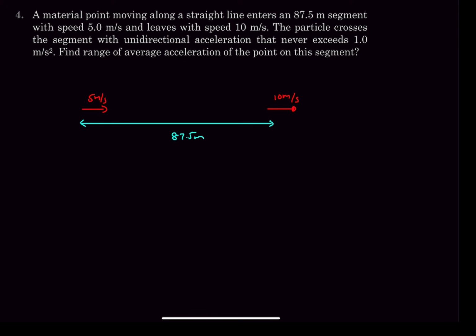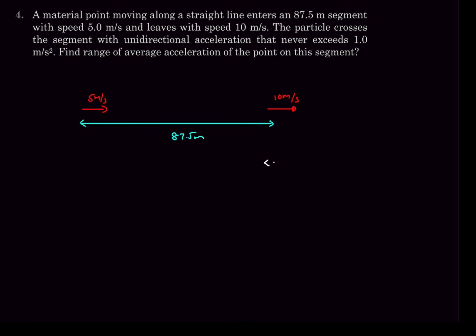Now it's given that the particle crosses the segment with unidirectional acceleration. Now this is very important. The acceleration is only along one direction. So basically we cannot decelerate the particle. We cannot hit the brakes. We have to keep hitting the accelerator. And it is also given that the acceleration never exceeds 1 meter per second square. Then we have to find the range of average acceleration of the point in this segment.